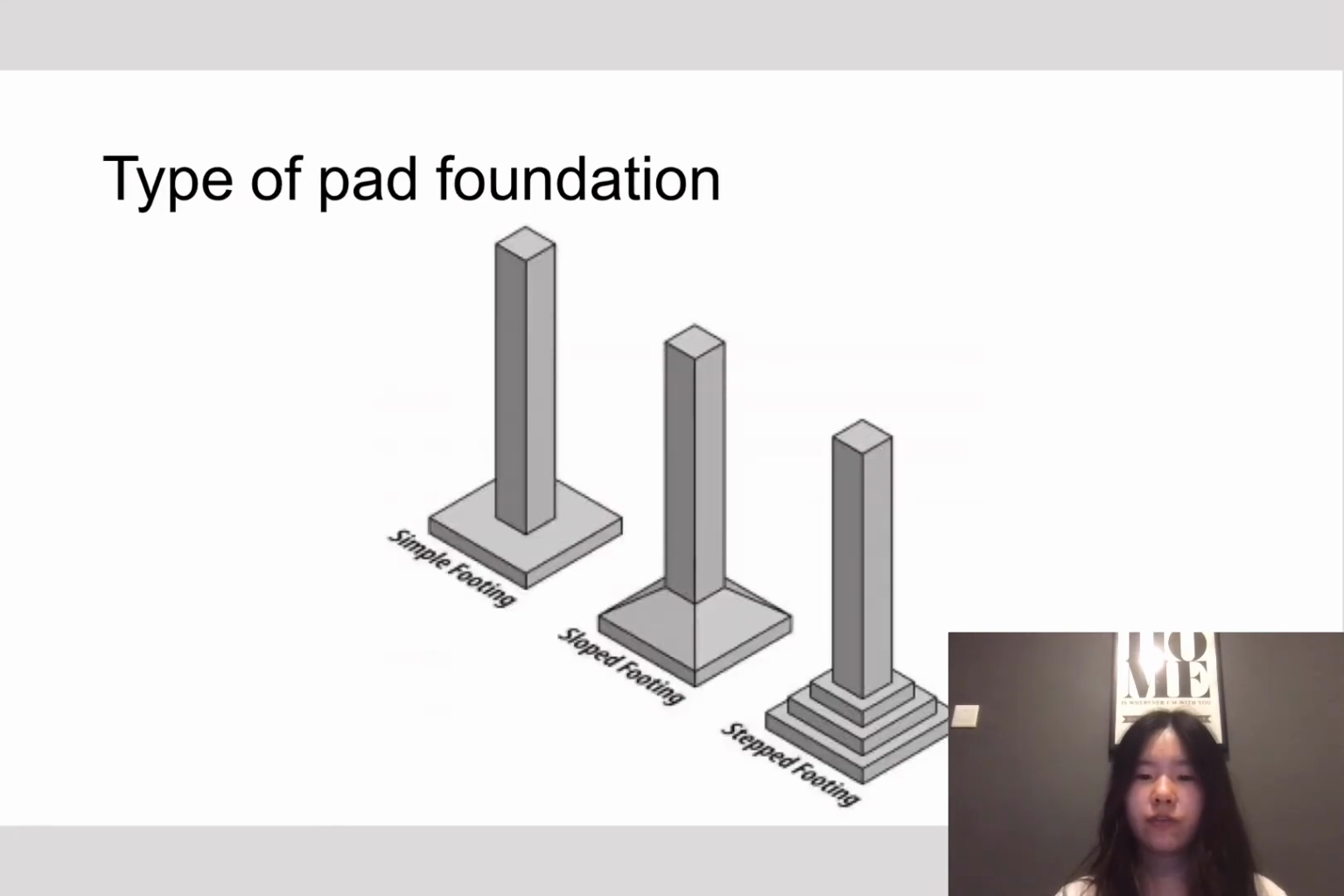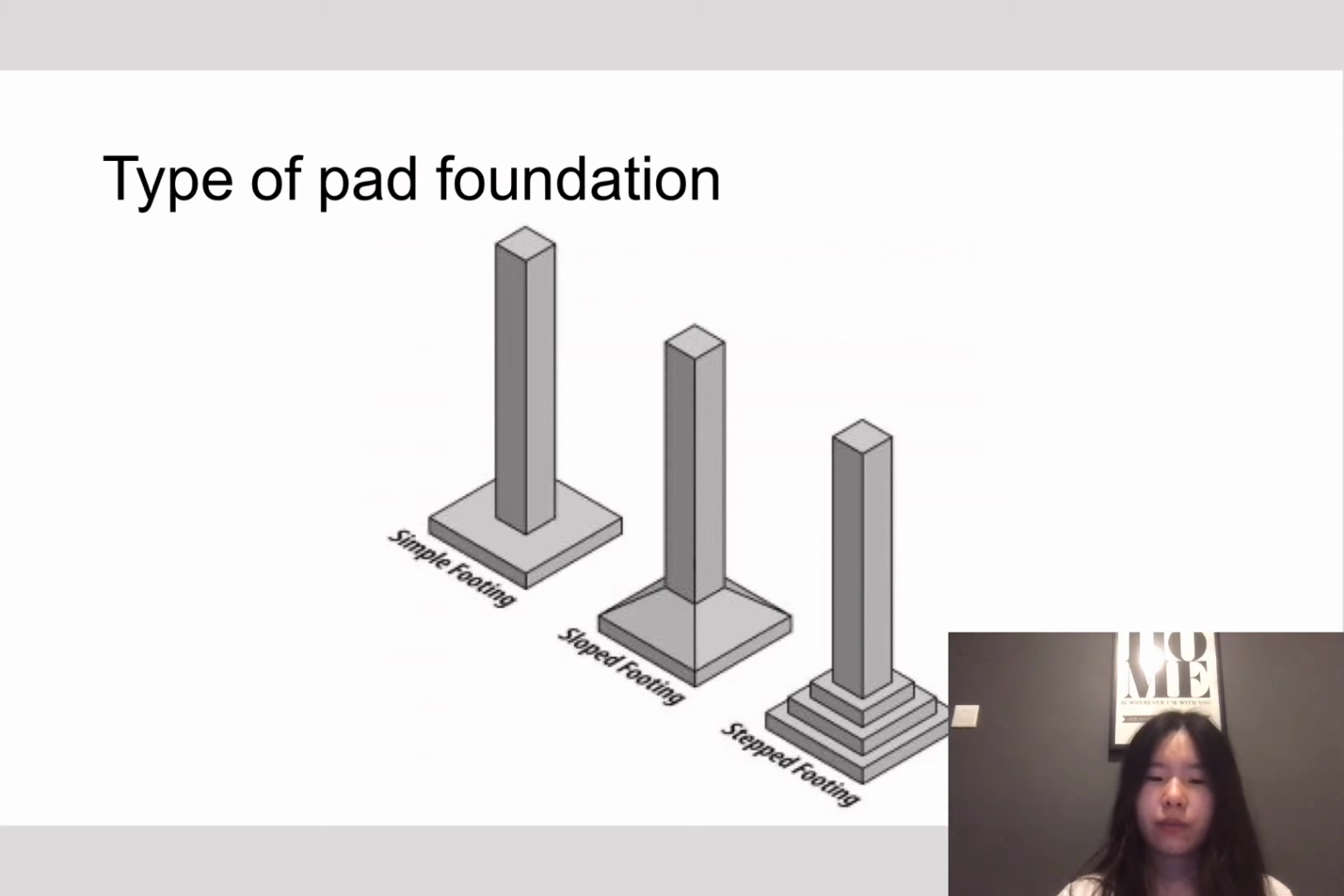Three types of pad foundation. First is the flat footing. These footings are generally square, rectangular, or rounded and are set independently under each post. A flat footing is one of the shallow foundations. It is a round, square, or rectangular slab of consistent thickness.